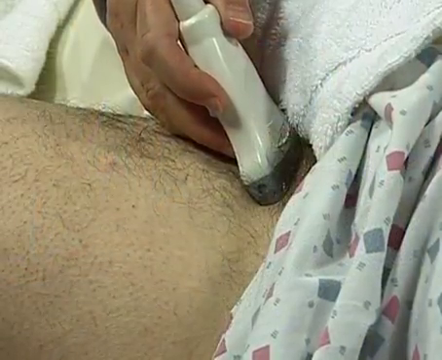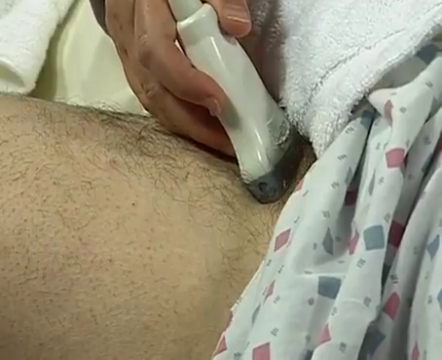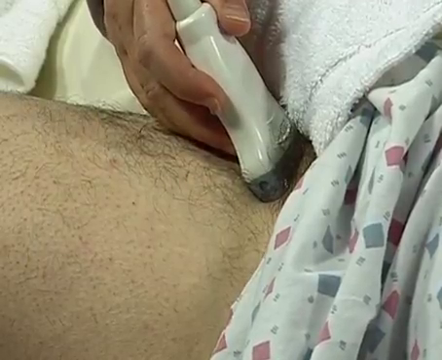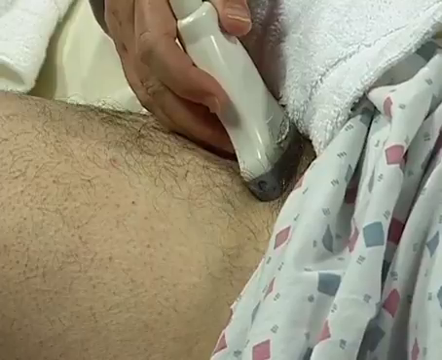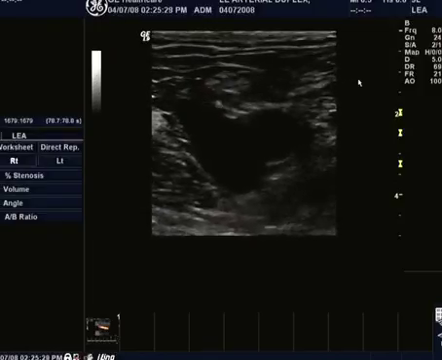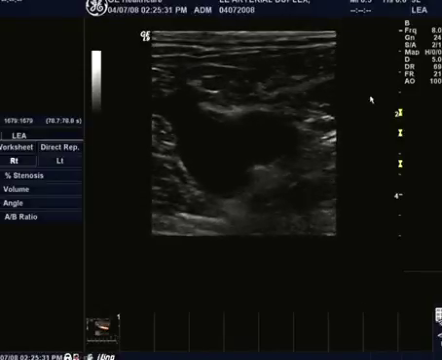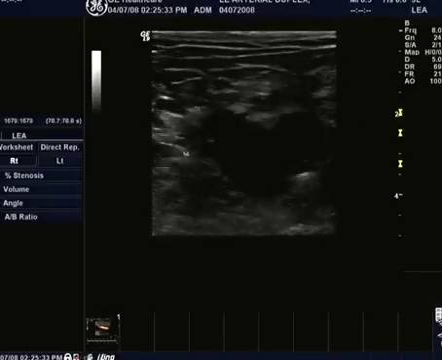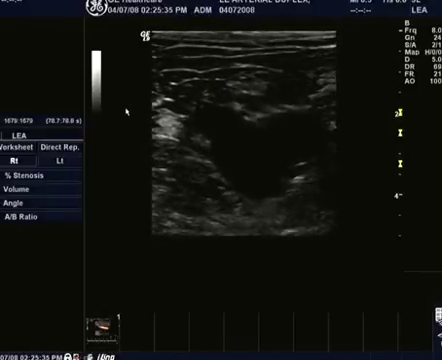We begin the ultrasound exam using a transverse approach. We want to make sure we have everything appropriately oriented. We have the transducer so that the patient's left side of the body is on the right side of the screen, and the patient's right side of the body is to the left side of the screen.